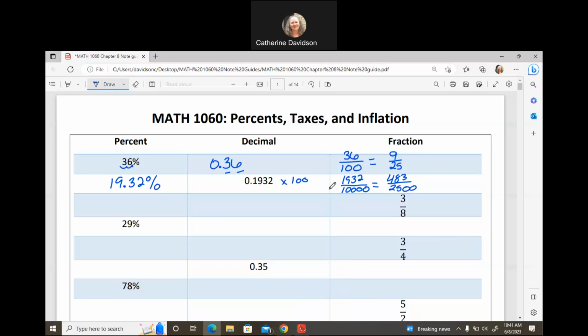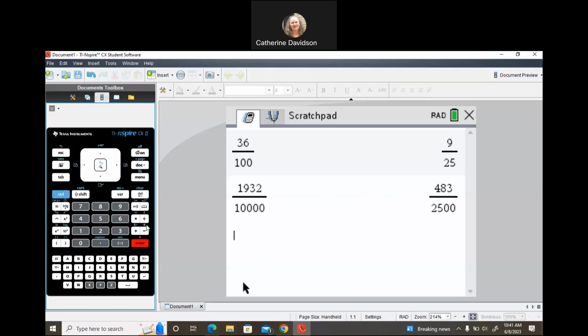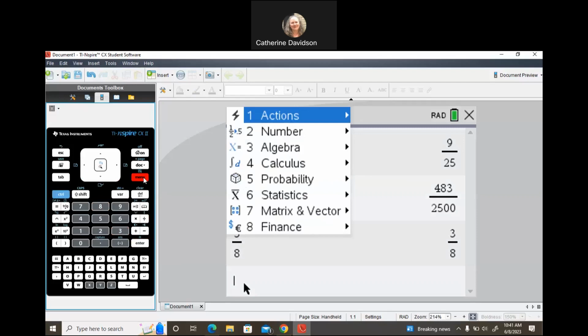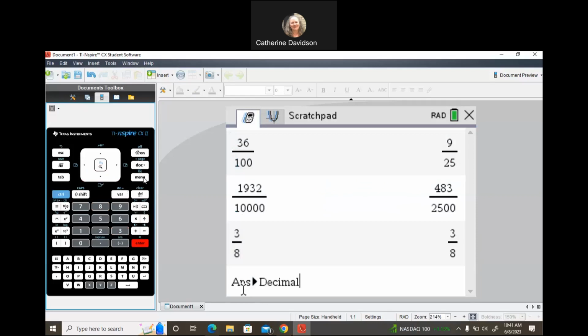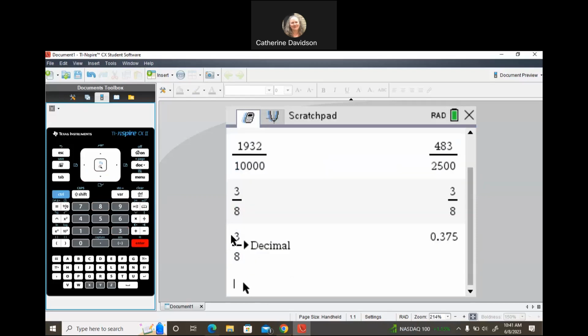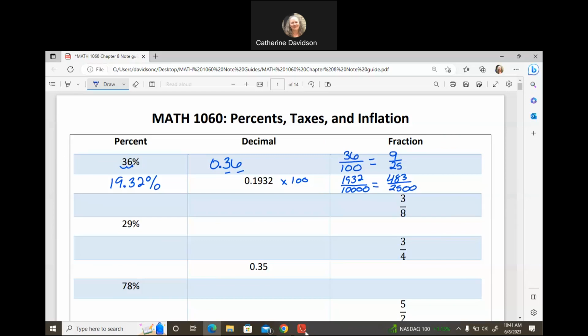The next one's a fraction. It's 3 over 8. So we're going to take and put in 3 over 8. Then we hit menu, go to number, and convert to decimal. And then hit enter again. And you get 0.375. Again, you're going to move the decimal 2 places to the right or multiply that by 100, and you'll get 37.5%.